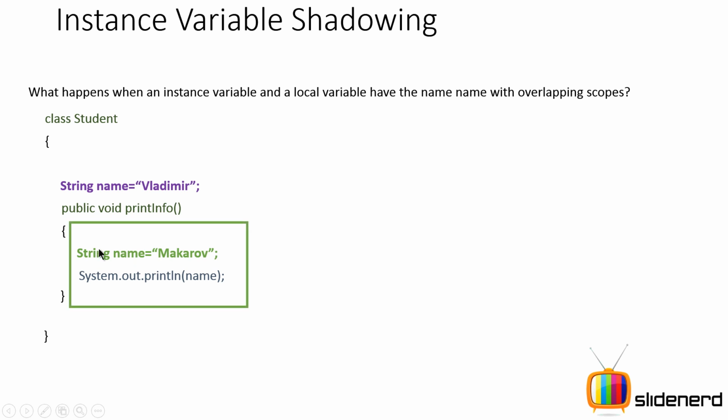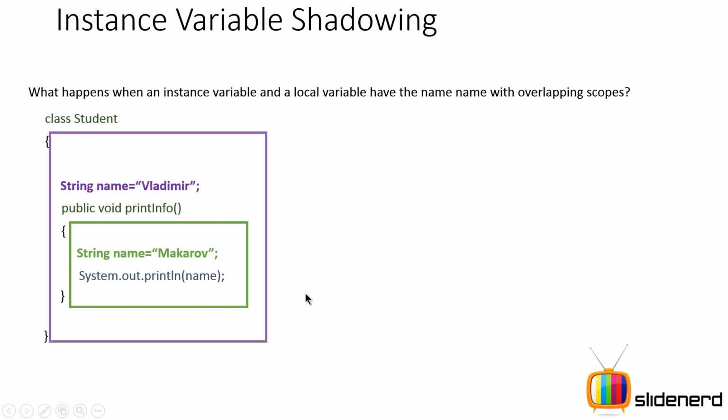Well, if you notice, within this method, this variable string name equals Makarov has a scope represented by this green colored box over here. The other one, string name is Vladimir, has the purple colored box over here, which is the scope of this variable. In other words, within the class brackets you can use string name is Vladimir anywhere, but within only the method brackets, string name is Makarov is the one that takes priority or precedence over the other one.